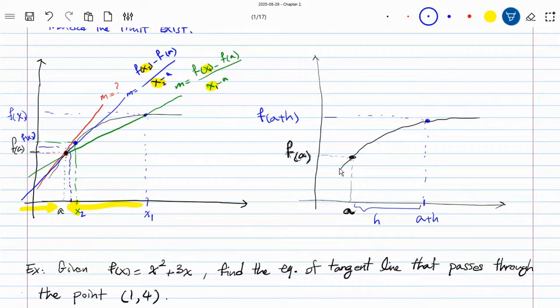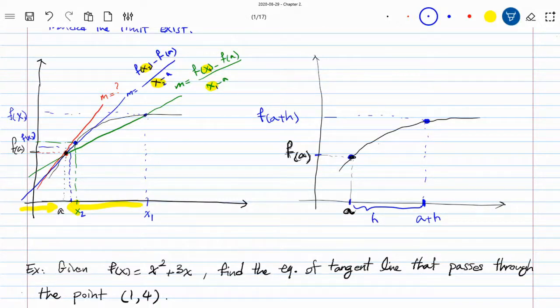Now, what if I say the distance from a is the point a and f of a here. What if I say the other point that I'm going to pick is at a distance of h from a? So I'll pick the next point here, which would be a plus h, whatever h is. Let's say if h was 1, this point would be a plus 1. That would be the next point, so I'm going to call it h. And what would be the y value? The y value would be the corresponding f of a plus h.